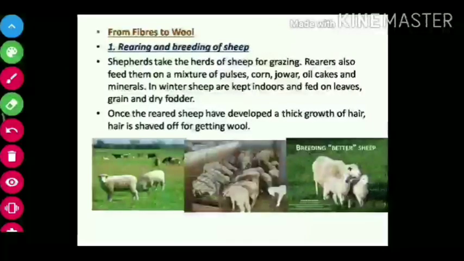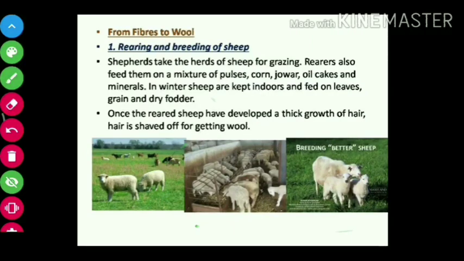Next we will go to from fibers to wool. How do we make wool from fibers? There are two processes. The first one is rearing and breeding of sheep. So there are two terms, rearing and breeding. Rearing is taking care of animals for getting the product, or taking care of them till they become fully grown.